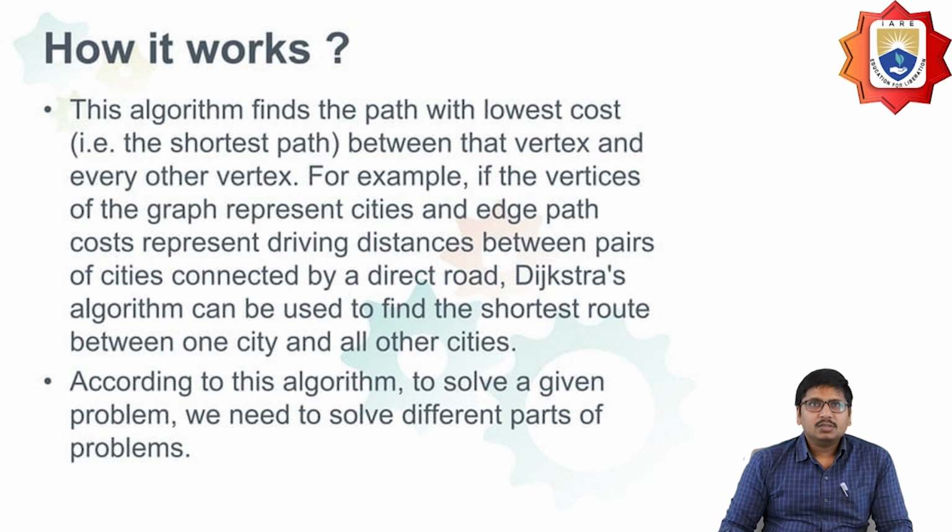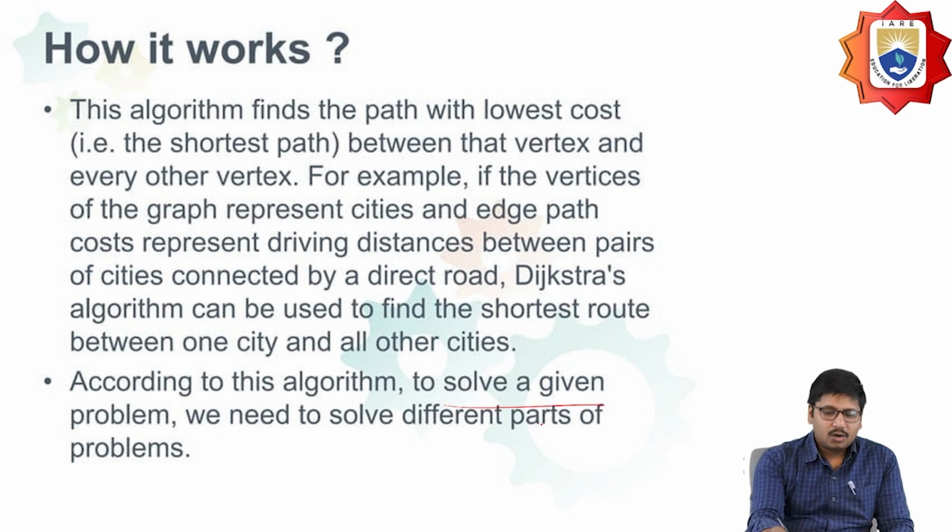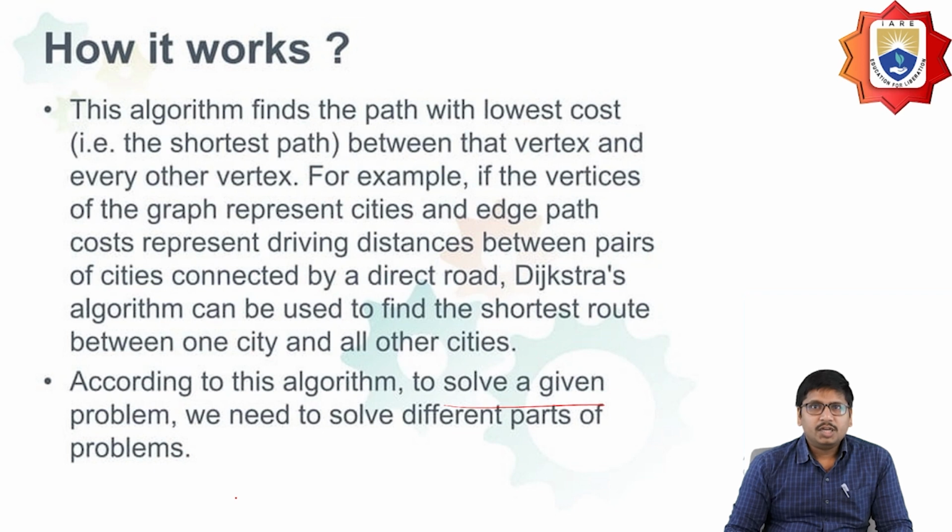So how does it work? This algorithm finds the path with the lowest cost between one vertex and another vertex. For example, if the vertices of the graph represent cities and the edge path costs represent the driving distances between pairs of cities connected by a direct road, Dijkstra's algorithm is used to find the shortest path from one city to all other cities. According to the algorithm, to solve a given problem, we need to solve different parts of the problem.